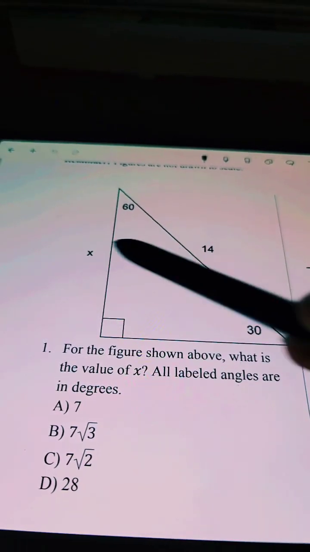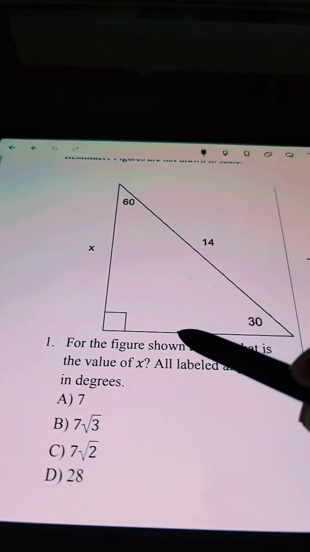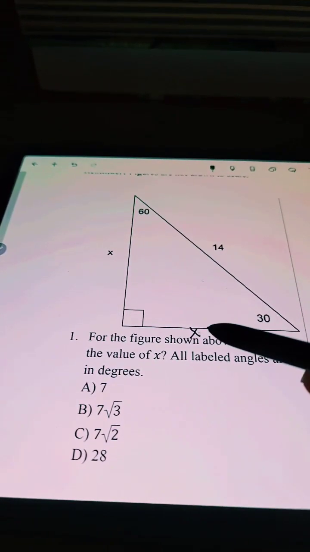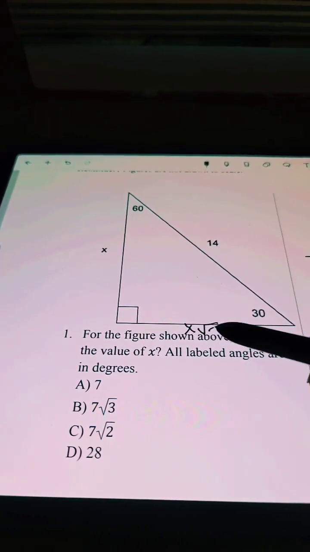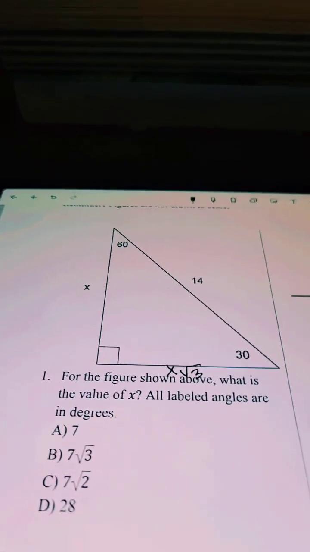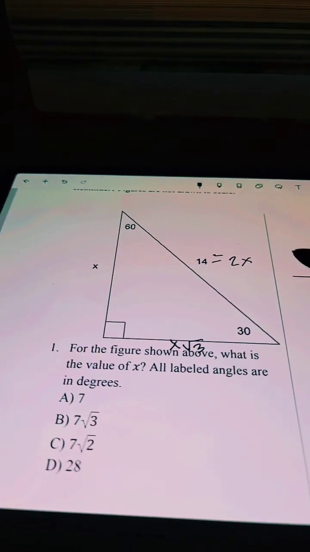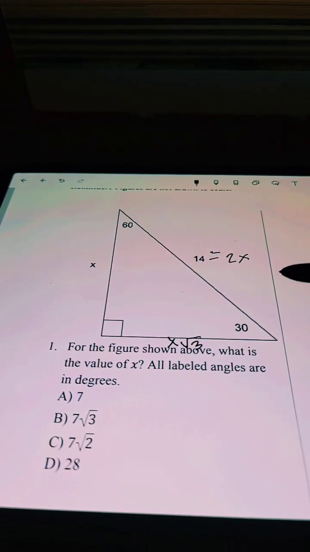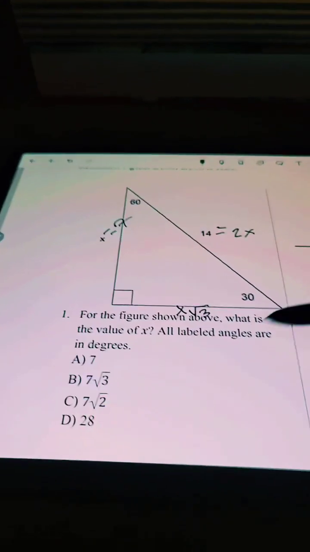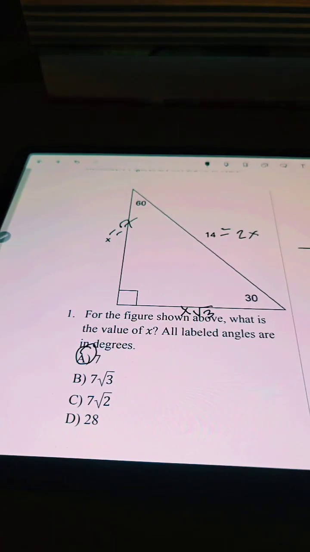And so that means that we can use x for the same ratio thing, but you can use another letter if you're used to it. The side across from the 30 is represented by x, the side across from the 60 is represented by x root 3, and the hypotenuse is going to be equal to 2x. So you'll see just from 14 equaling 2x, I can easily figure out what x is. x must equal 7. So I know x is equal to 7, which is what it's asking. So it's just going to be A.